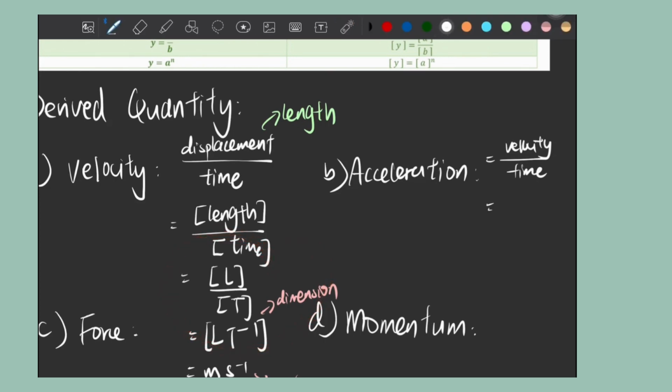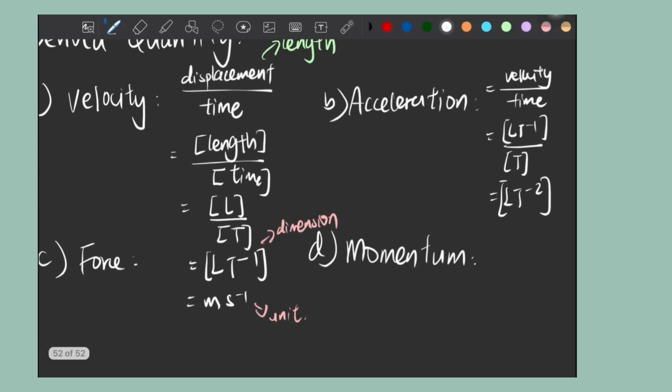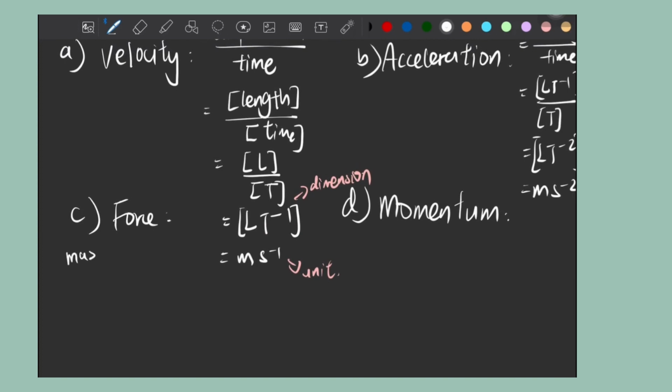So velocity will be LT^-1, and over time again, so it will be LT^-2, because the denominator brought to the front becomes the negative of the index. So the unit will be meter per second per second.